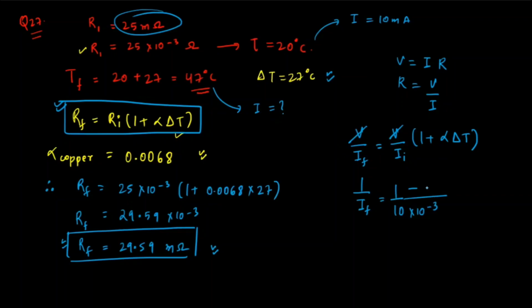1 plus alpha. Alpha is 0.0068 times the change in temperature, which is 27 degrees Celsius. We'll put it this way only. So once we solve this equation, we'll have the value of final current.